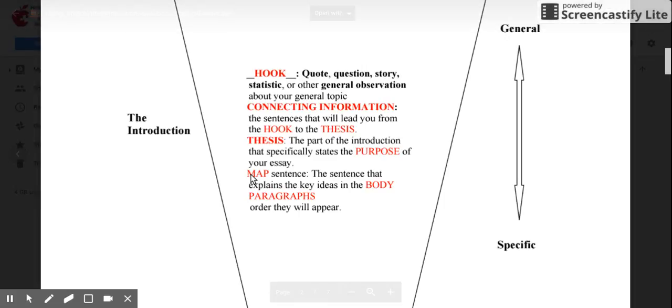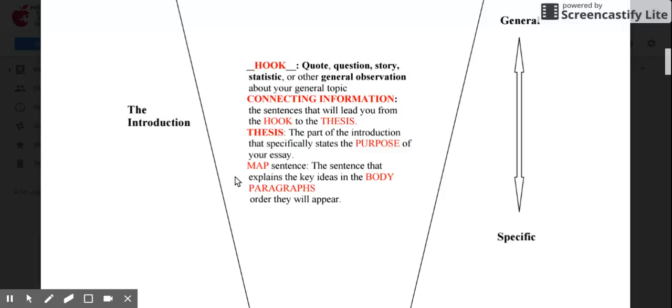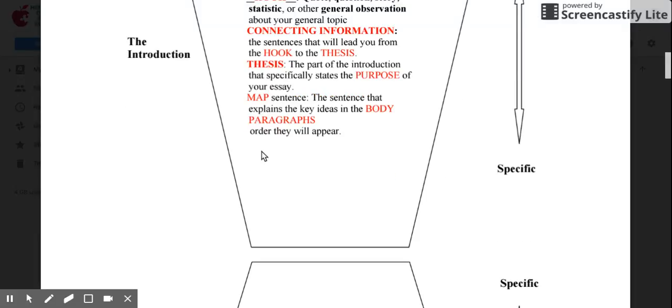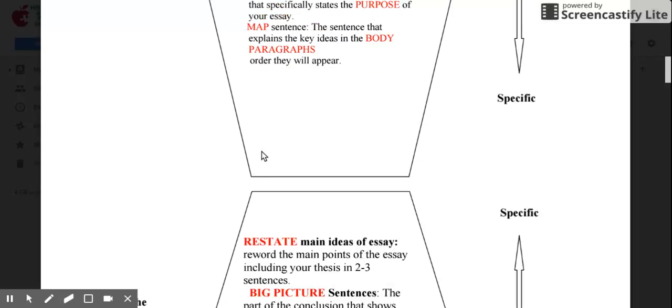Next, you'll have a map sentence. This is usually one of the last sentences of your introduction. And this sentence explains the key ideas in the body paragraphs in the order that they will appear. This map sentence helps your reader see where they are going in your paper. That's why it's called a map sentence. We'll look at examples of each of these.